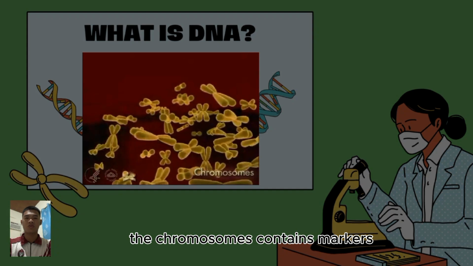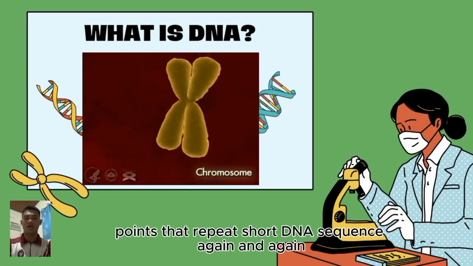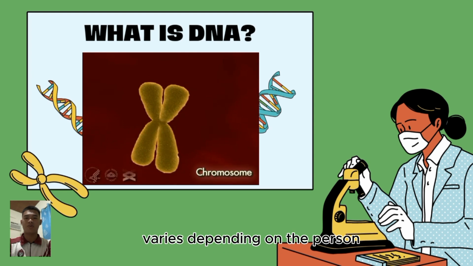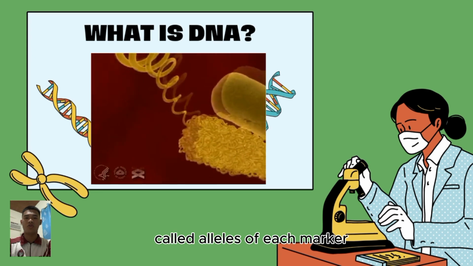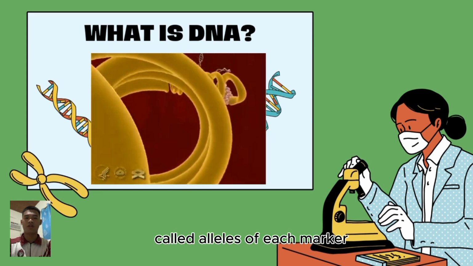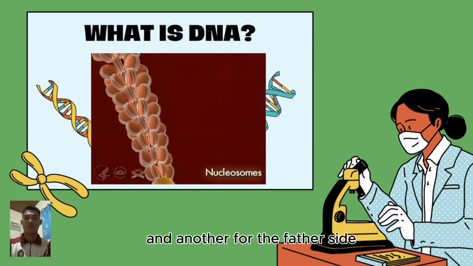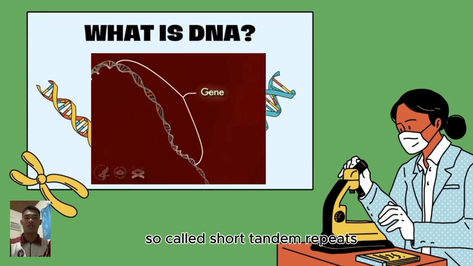The chromosomes contain markers, points that repeat a short DNA sequence again and again. Just how many times a sequence repeats at each marker varies depending on the person. Every person has 2 copies, called alleles, of each marker, one from the mother's side and another from the father's side. Forensic scientists can use so-called short tandem repeats or STRs of DNA to identify individuals.